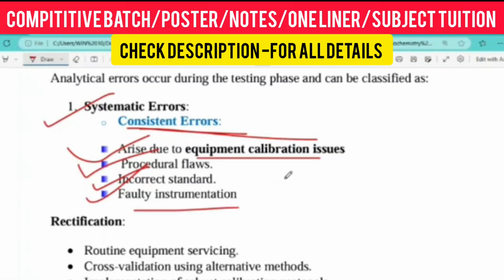If you have these kinds of systemic errors, you will not be able to do the test, and you will not be able to get the result properly. That's all under systemic error.